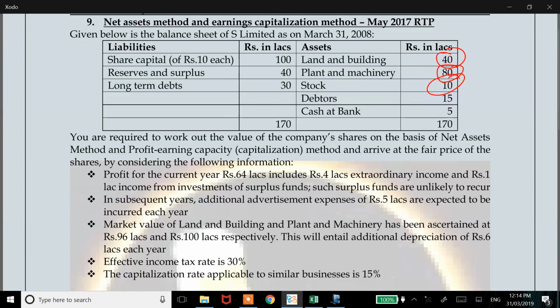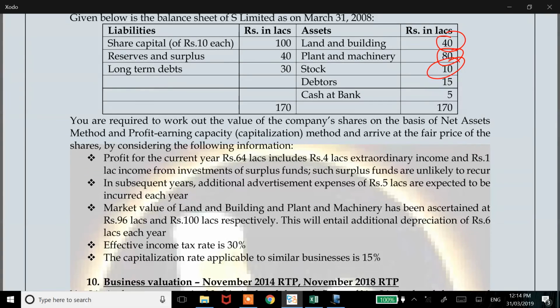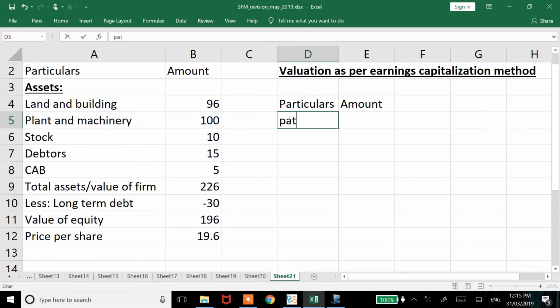Now when it comes to the question, this is profit for the current year, 64 lakhs, includes... Now my first assumption is whether the 64 lakh is PBT or PAT. That's an assumption you have to take, and based on the assumption your answer will change. We'll take it as PBT. Not sure what is done at the institutes, but whatever the assumption, you will have to write a note on that. It is assumed that 64 lakhs is profit before tax. It is assumed that 64 lakhs is profit after tax. So let's take this as past PBT.